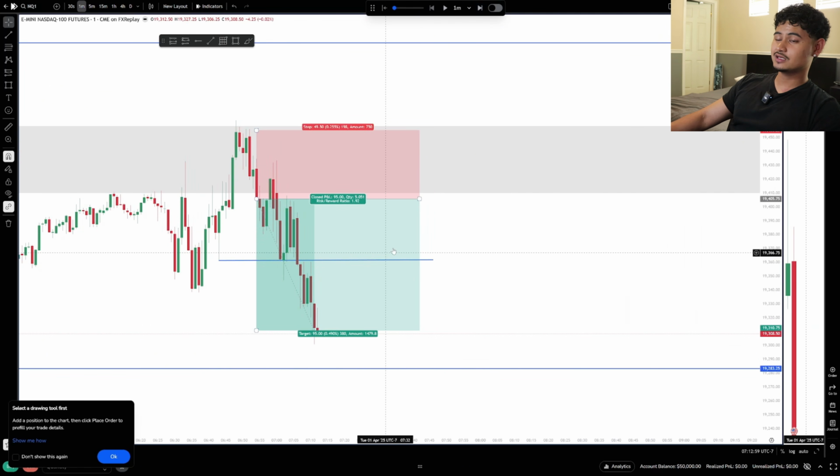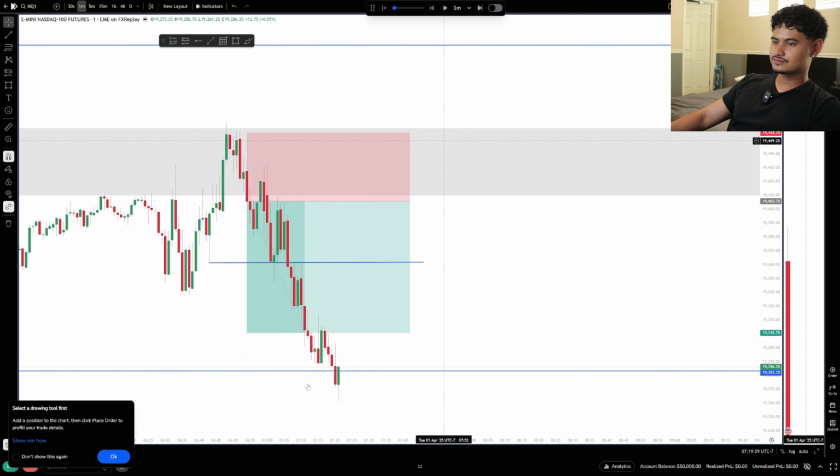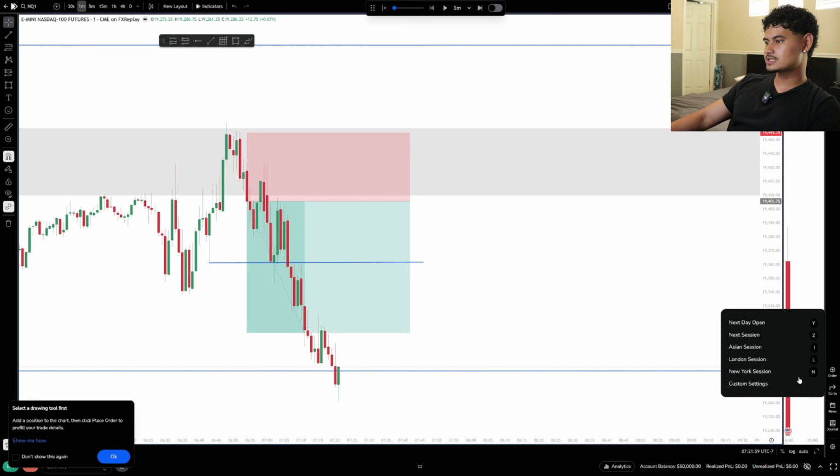TP does end up hitting after tapping my break even point, which sucks, but yeah, that eventually gets hit. So we're going to go to the next day.